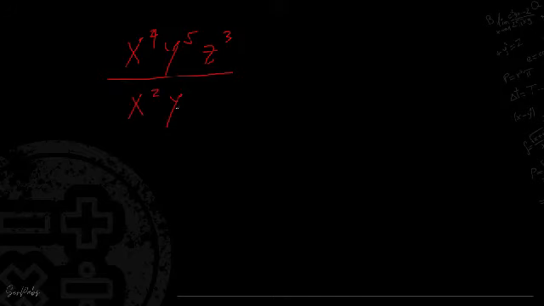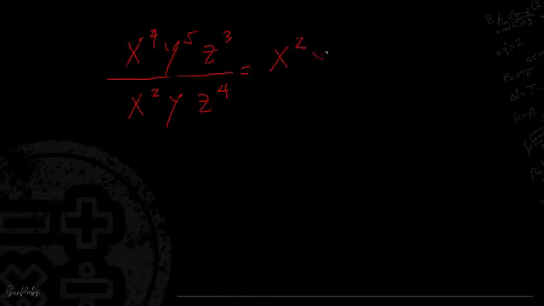Okay, so let's provide another example for the division of exponents. So we have here x to the 4th power, y to the 5th power, and then z to the 3rd power, divided by x to the 2nd, y, z to the 4th. Okay, so let's divide. So we have x divided by x, so that will be x. And then subtract the exponent, 4 minus 2, so that will be 2.